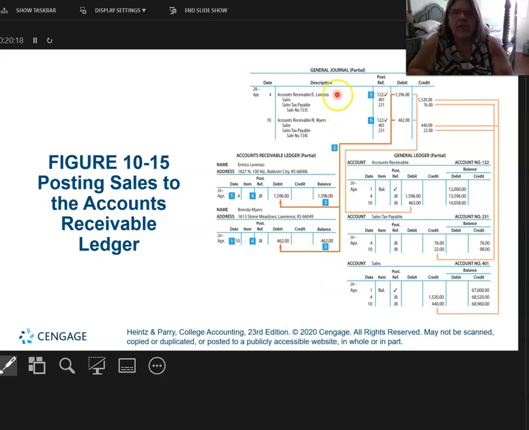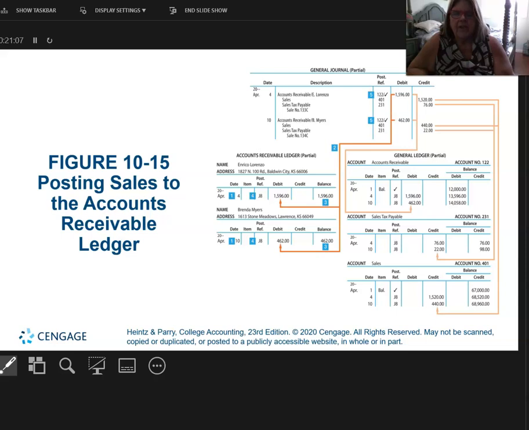So each customer here, Lorenzo, Myers, each one will go into their own actual account. So here is Lorenzo's subsidiary accounts receivable ledger. Here is Brenda Myers. When I add them up, they're going to equal whatever's in my accounts receivable. Now it's easier for me to keep track of each customer, how much I sell them, and when they owe it to me.